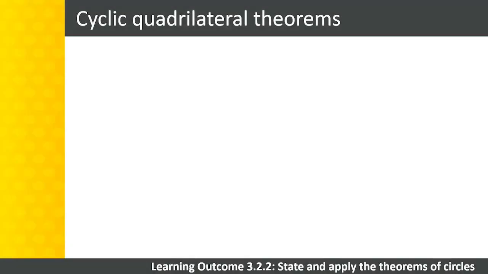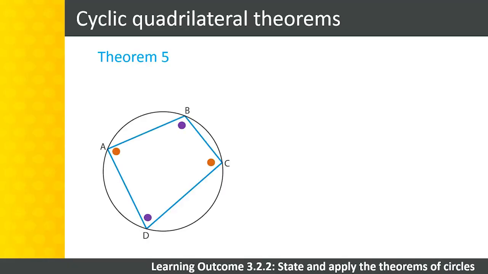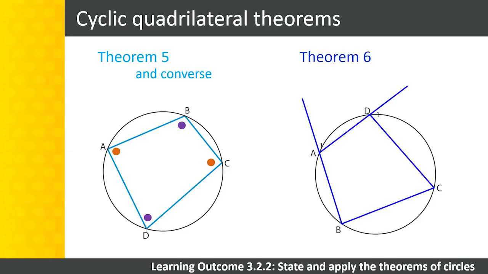Before moving on to our last group of circle theorems, we'll summarize our cyclic quad theorems. Theorem 5. The opposite angles of a cyclic quad are supplementary to each other, and its converse: if opposite angles of a quadrilateral are supplementary, then it is a cyclic quadrilateral. Theorem 6 states that the external angle of a cyclic quad is equal to its opposite internal angle. Its converse states that if the external angle of a quadrilateral is equal to the opposite internal angle, then it is a cyclic quadrilateral.